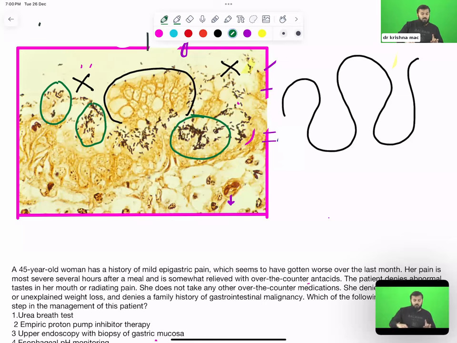All of you understood? Warthin-Starry stain, I discussed. Why are you not answering? I don't know. I have discussed it in special staining methods. Do you remember? All of you. Everyone. I want you to answer. Only a few students are taking very good part in the class. I want all of you to answer.